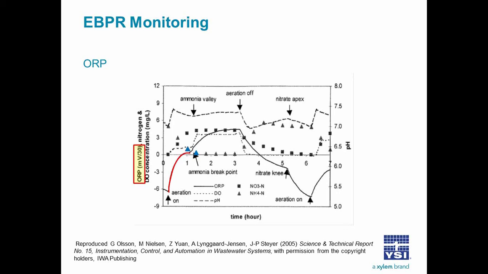On the other end, after the aeration has been turned off, the ORP decreases gradually and then does level off to a point called the nitrate knee. And this nitrate knee occurs at a point when nitrate is nearly exhausted. At this point, phosphate release can proceed.